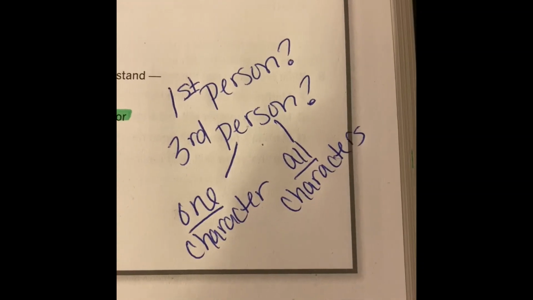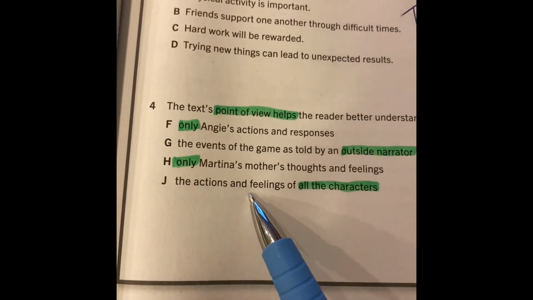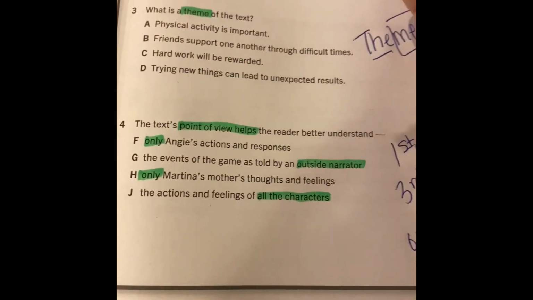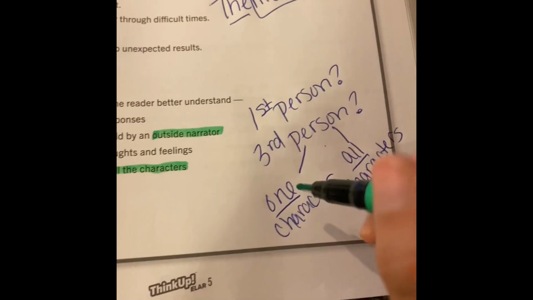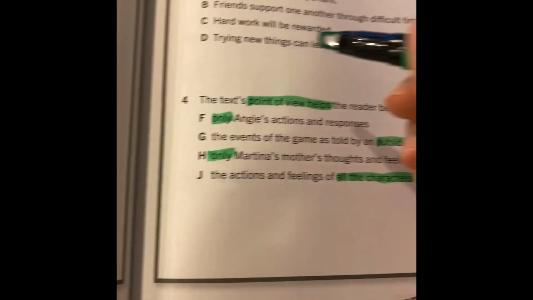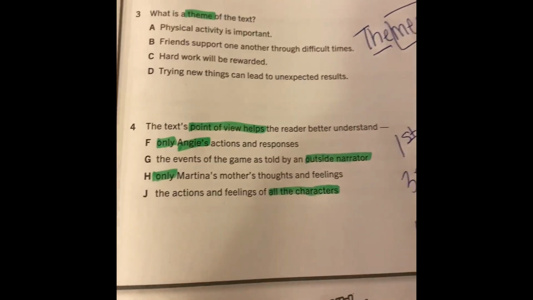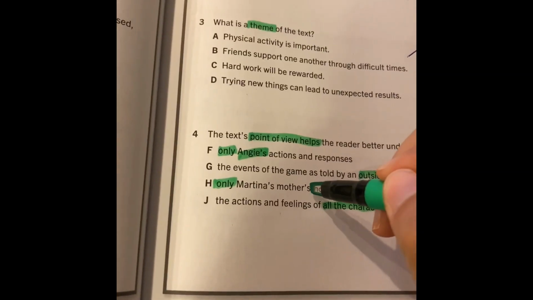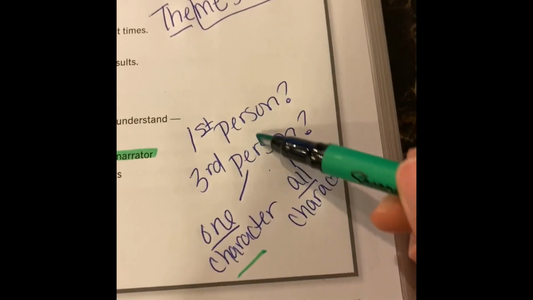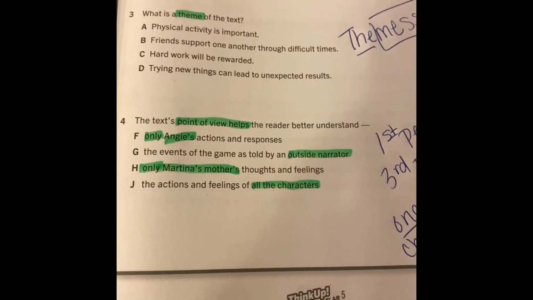Okay. The reason why I want you to pay attention to this is because when you look at your answer choices, first off, if I look at F, it says only Angie's actions and responses. So that would mean it's third person, but it only knows one character. And that's telling me that I only know Angie's. Where I look at H, H says only Martina's mother's thoughts and feelings. Again, that would be third person, but it would only be one character, right? So it would be third person limited.